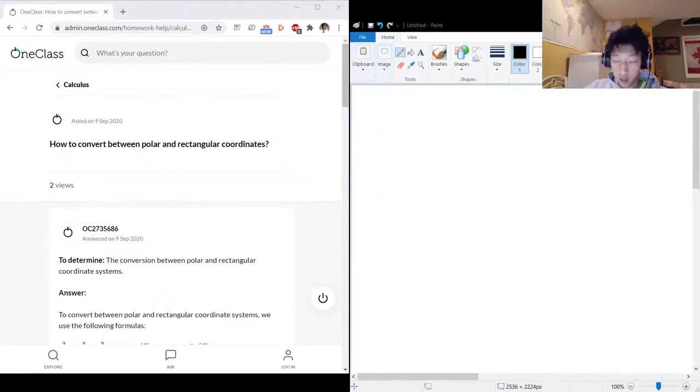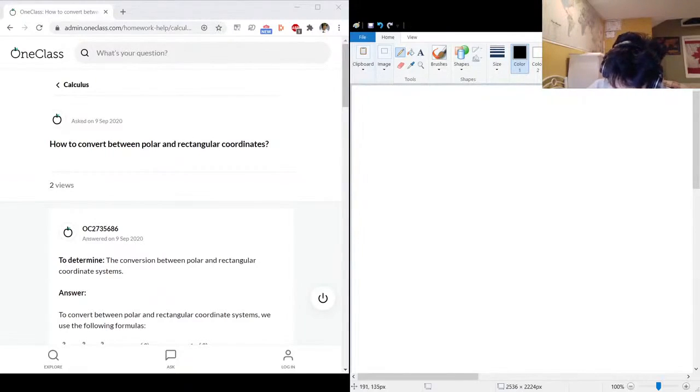Okay, so we have our next question, which says, how do we convert between polar and rectangular coordinates? So we do have a moderately easy way to convert between them. But first, let's explain what is the difference between polar and rectangular coordinates. So rectangular coordinates, we are normally pretty familiar with them, like our xy.